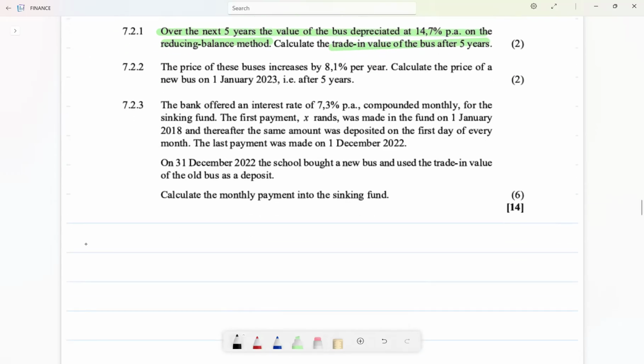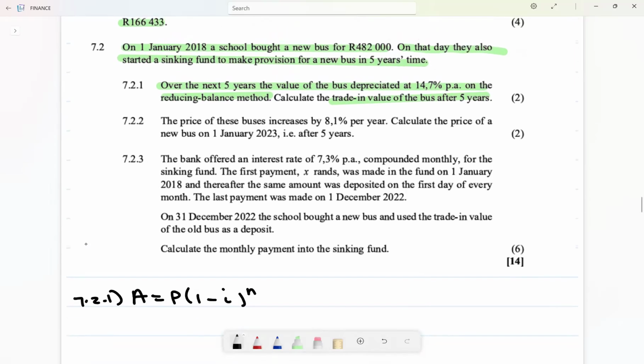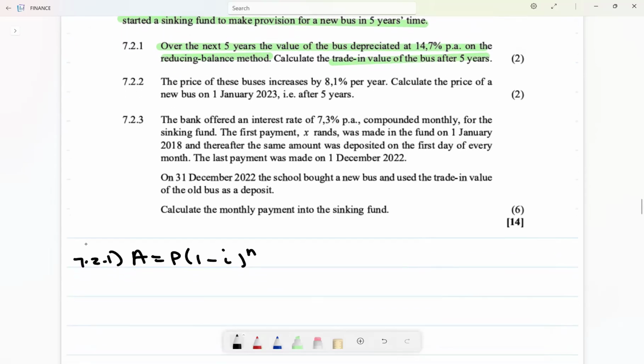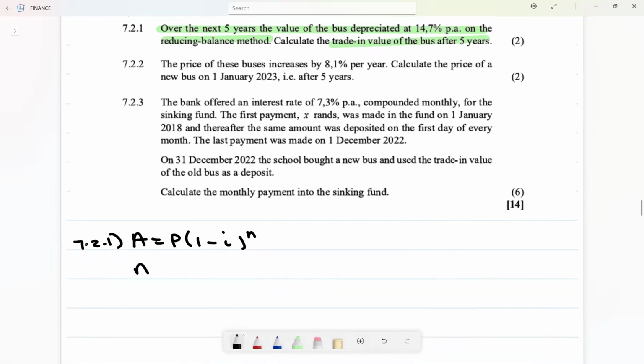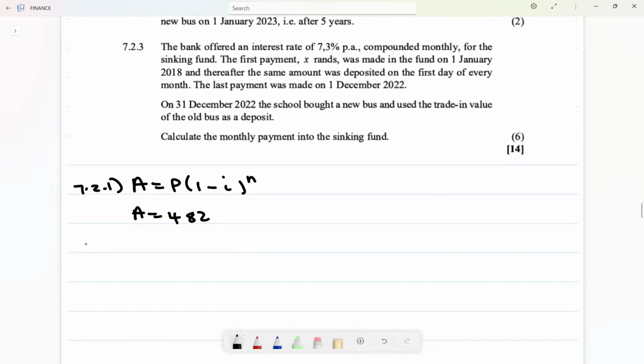So I'm going to say 7.2.1 here. A is equal to P into 1 minus i to the power of n. Why am I using this formula? Because it is on the reducing balance method. I also need to know A, how much it will be worth after 5 years. A is equal to, how much was the bus? 482,000, let me confirm, yes.